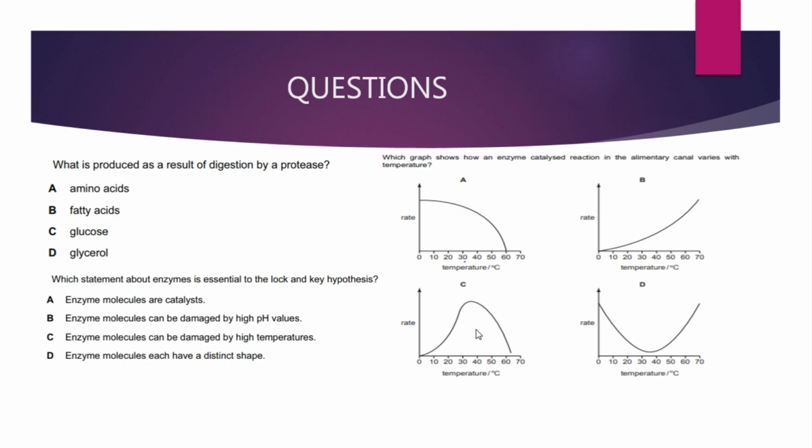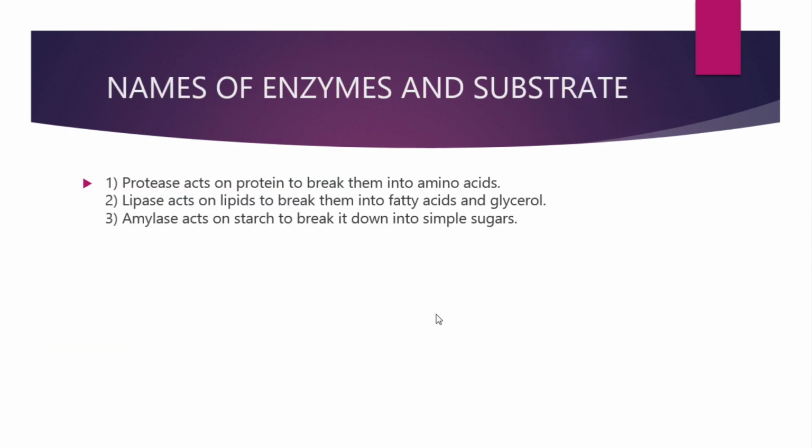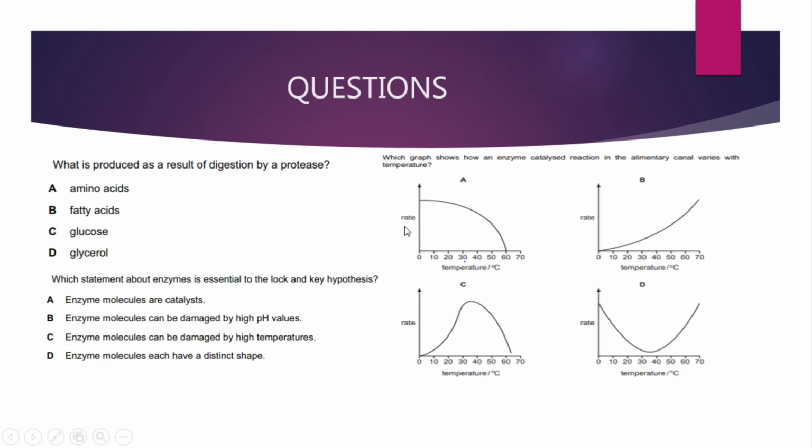These are some questions related to enzymes. What is produced as a result of digestion by protease? As we have learned before, protease acts on protein to break them into amino acids. So the answer would be A, amino acid.